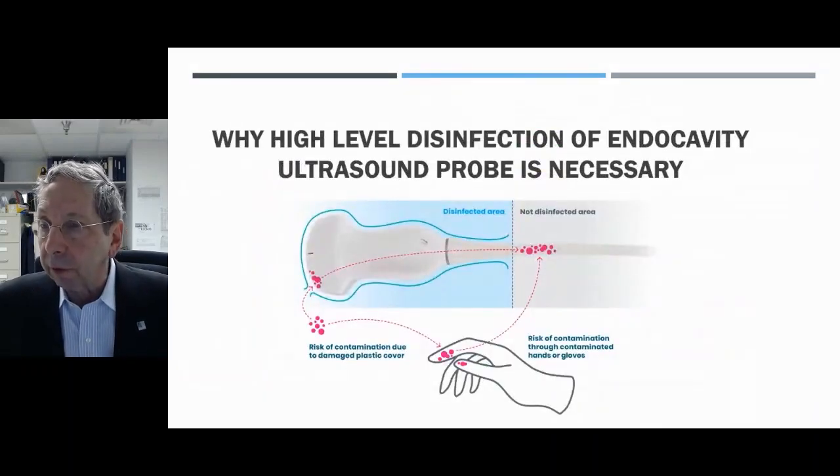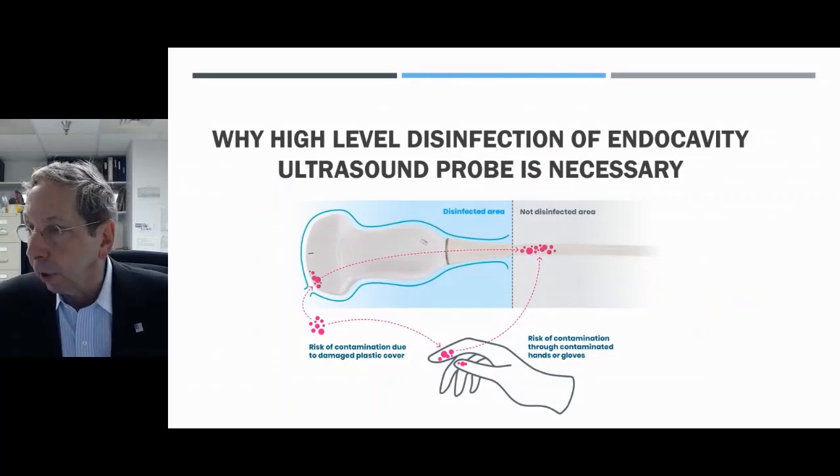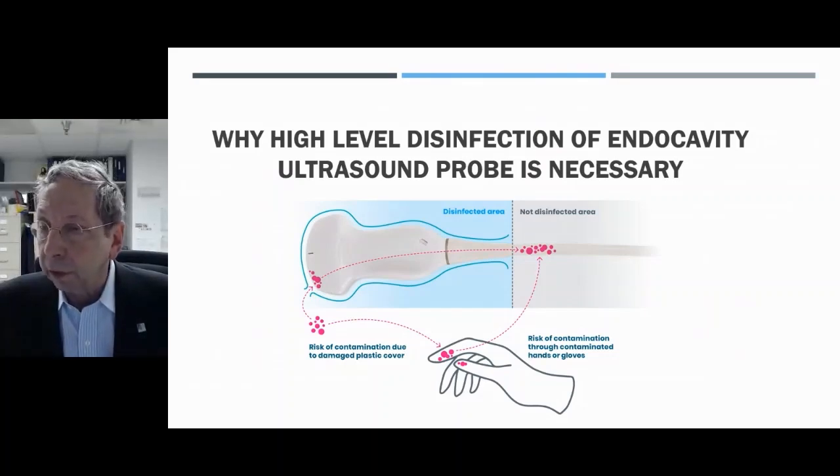Now, why is high-level disinfection of endocavity ultrasound probes necessary? Well, of course, we see that those probes are clearly contaminated during use when they touch mucous membranes, such as in the anus, the vagina, or the esophagus. In addition, the handles of the probes often become contaminated, although they don't touch the mucous membrane directly, because they're often contaminated by the hands of the provider as they touch the probe in different locations.